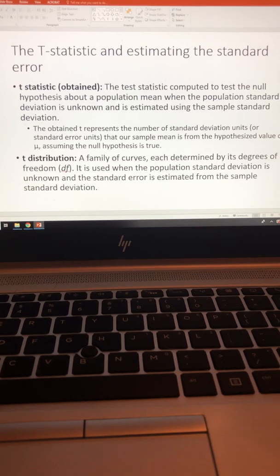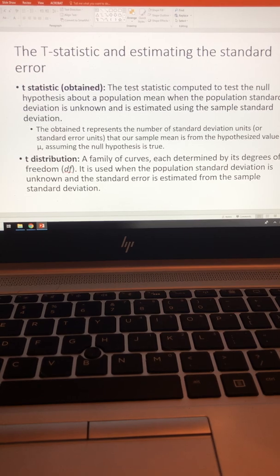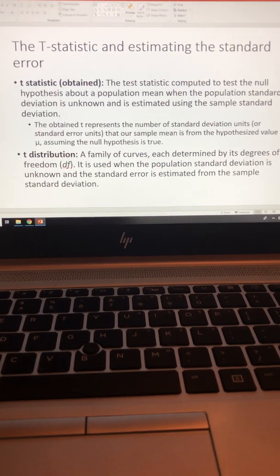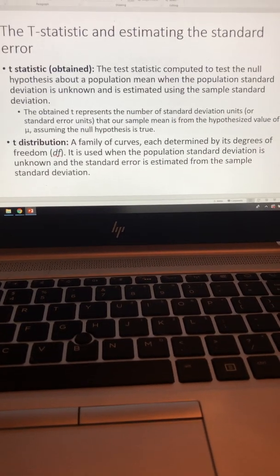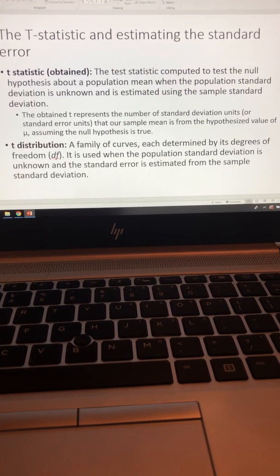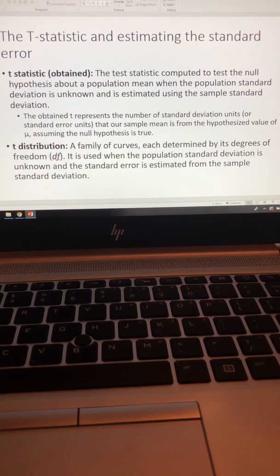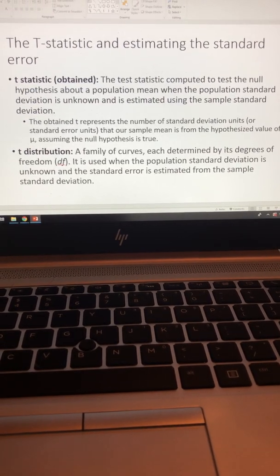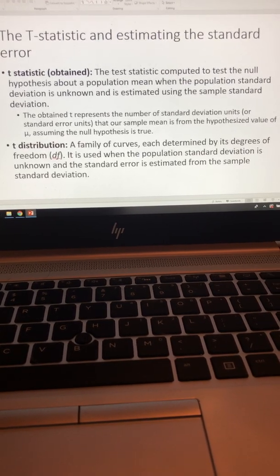So the obtained t represents the number of standard deviation units, or standard error units, that our sample mean is from the hypothesized value of mu, the population mean, assuming the null hypothesis is true. It's the same thing. It's just like z, it's in standard deviation units. It's just slightly different, and what I'm going to show you is that t is a little bit more flexible. So the t distribution is different than the z. The z distribution is the standard normal curve. It's the same always and forever. You've seen the shape. It is what it is.